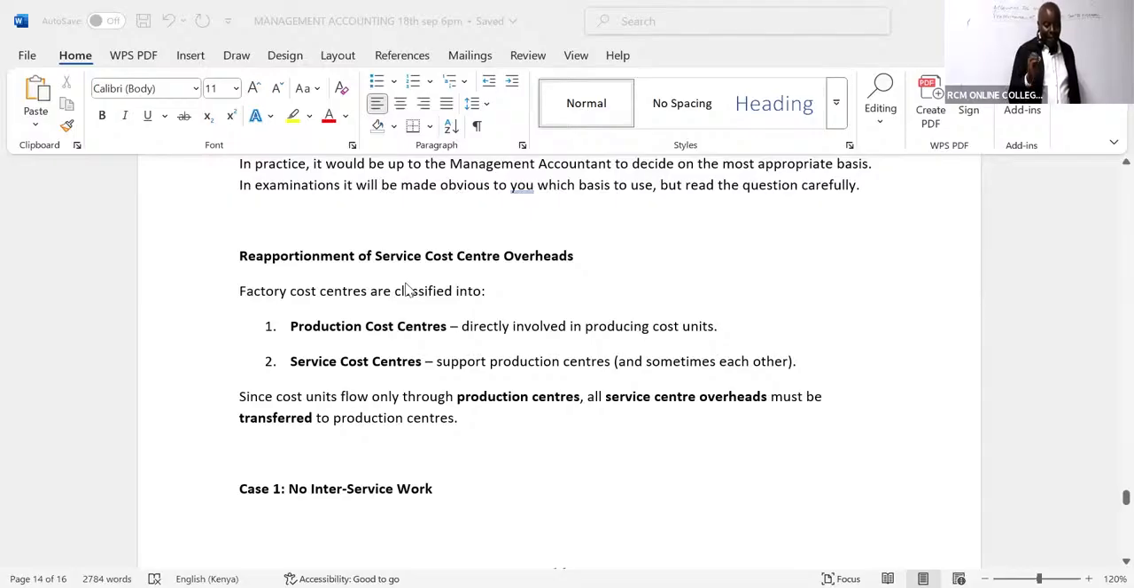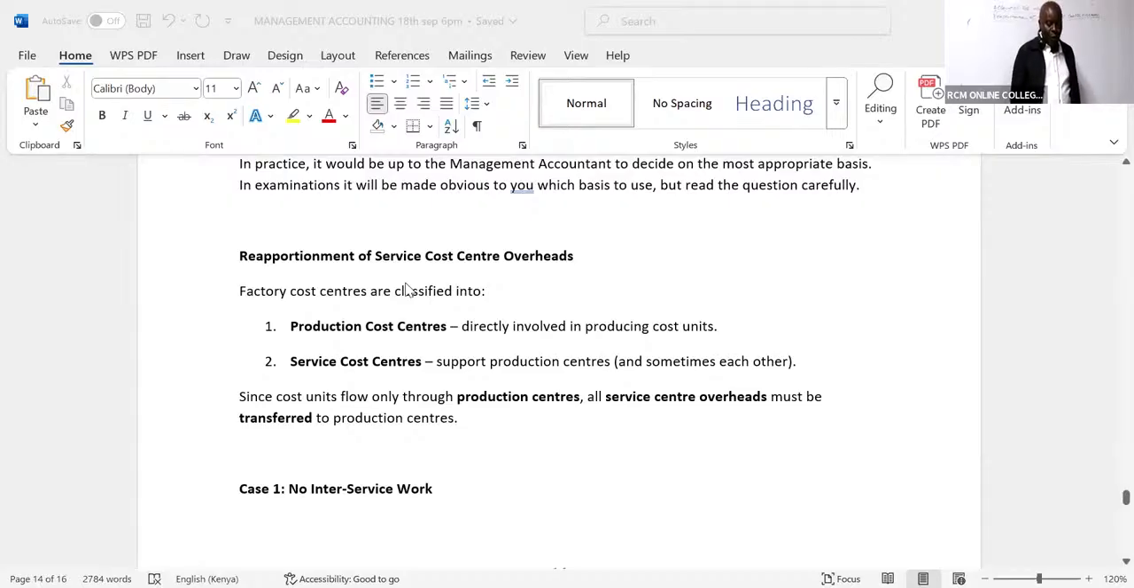They are directly involved in producing cost units.